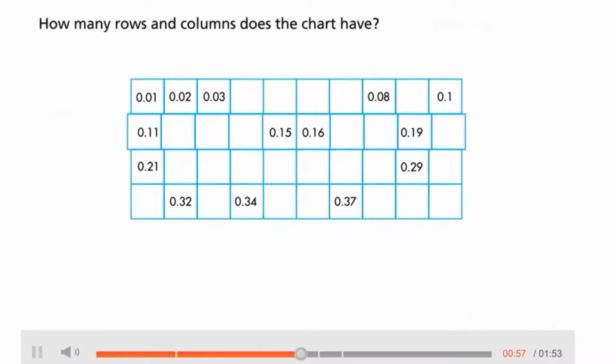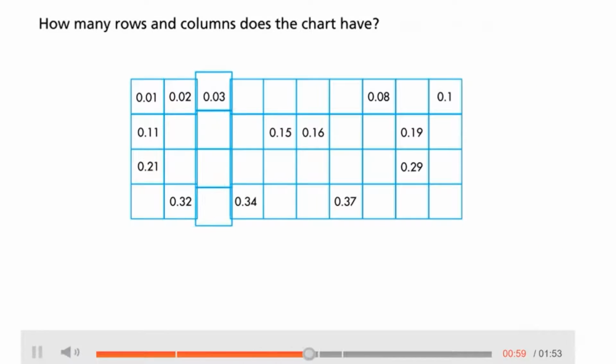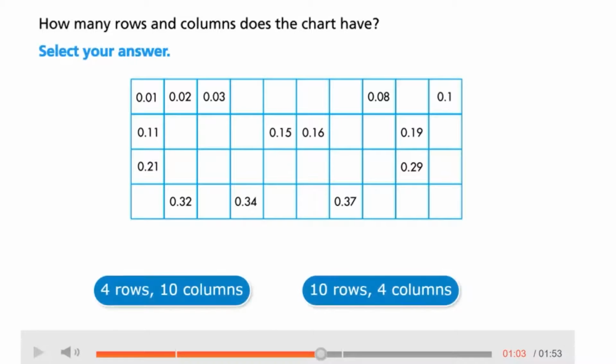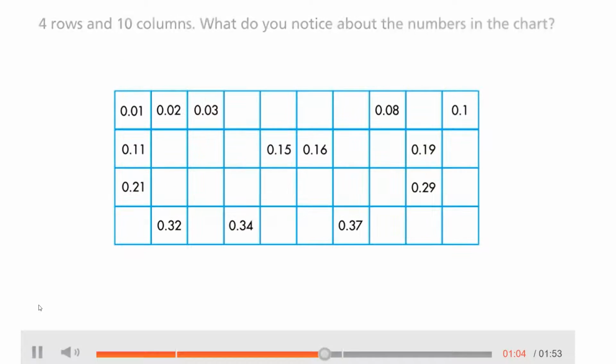How many rows and columns does the chart have? Select your answer. So here we can see, remember the rows go across, so there's 4 rows, and columns always go up and down. So there's 10 columns. So 4 rows and 10 columns.